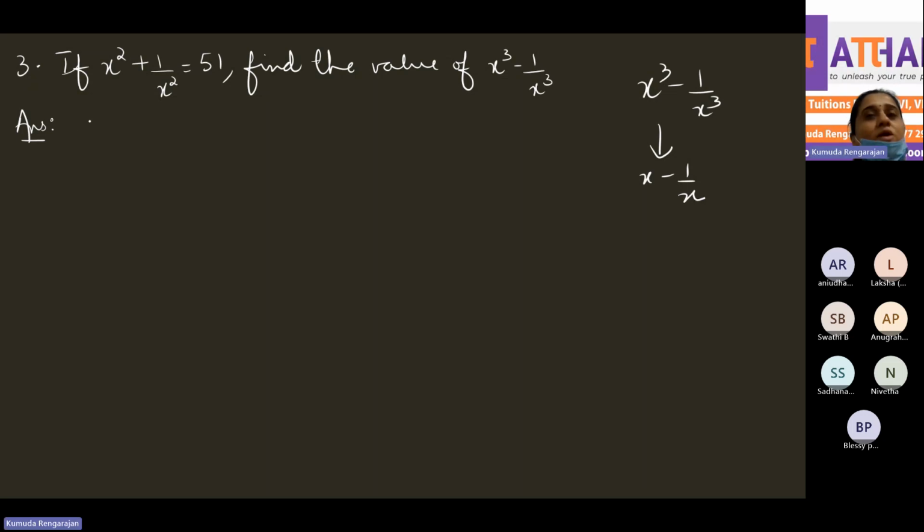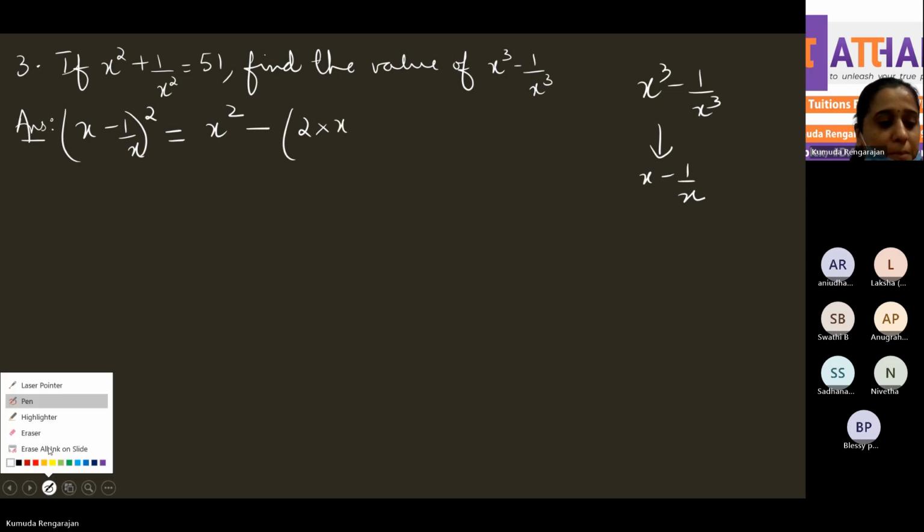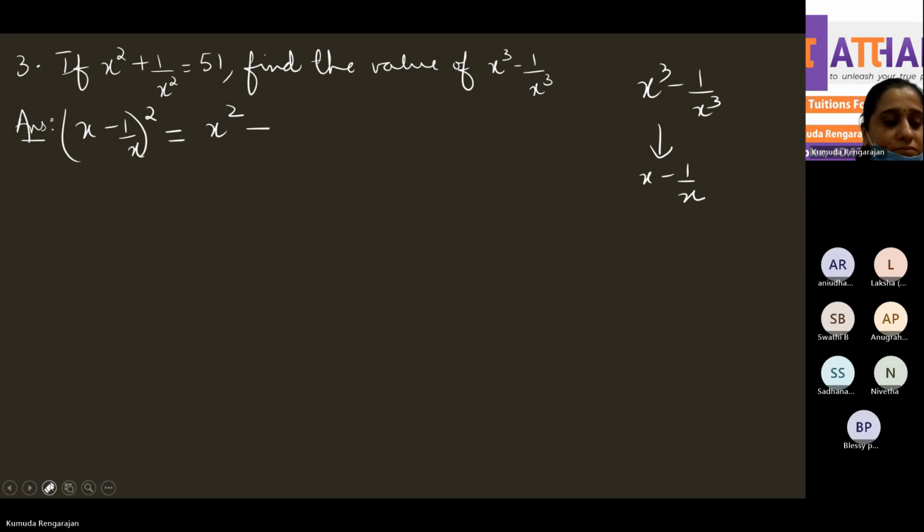So you should start like this. What do you want? You want x minus 1 by x, right? You write that and you square it. All this you should do by yourself. Expand it now. What is x minus 1 by x the whole square? A minus b the whole square is a square minus 2 into a into b plus b square.